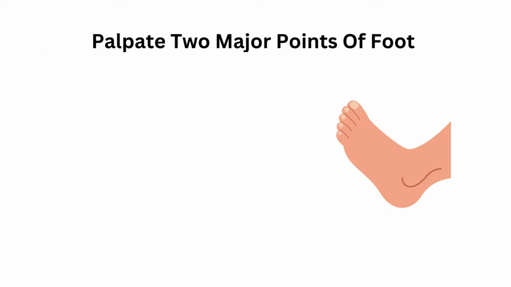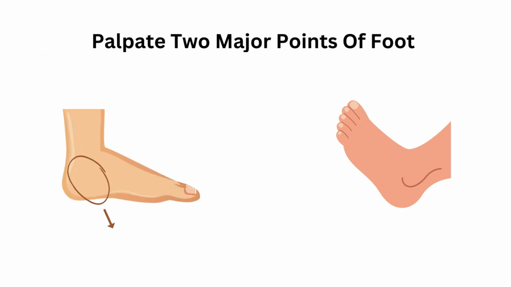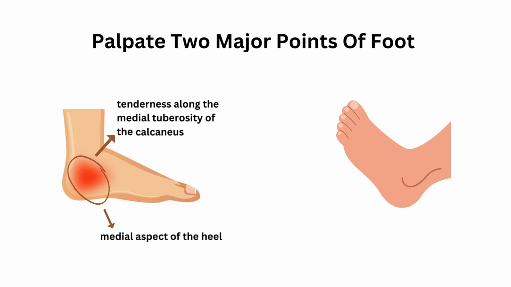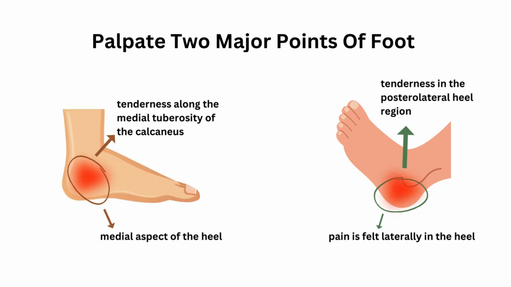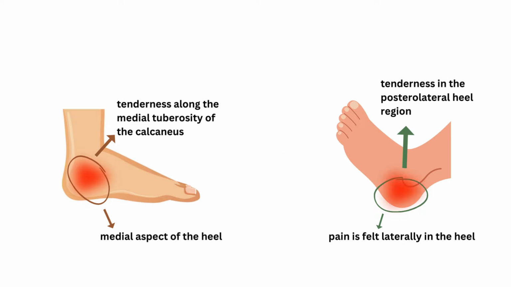Palpate two major points of the foot. If pain occurs at the medial aspect of the heel, it's probably plantar fasciitis. Acute tenderness along the medial tuberosity of the calcaneus is palpated. Gait pattern reveals excessive supination or pronation. If pain is felt laterally in the heel, it's fat pad contusion. Tenderness in the posterior lateral heel region is palpated.